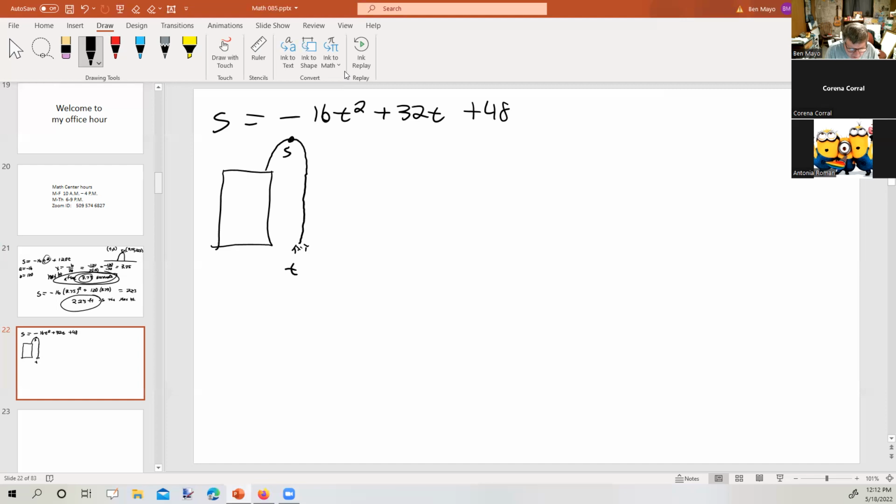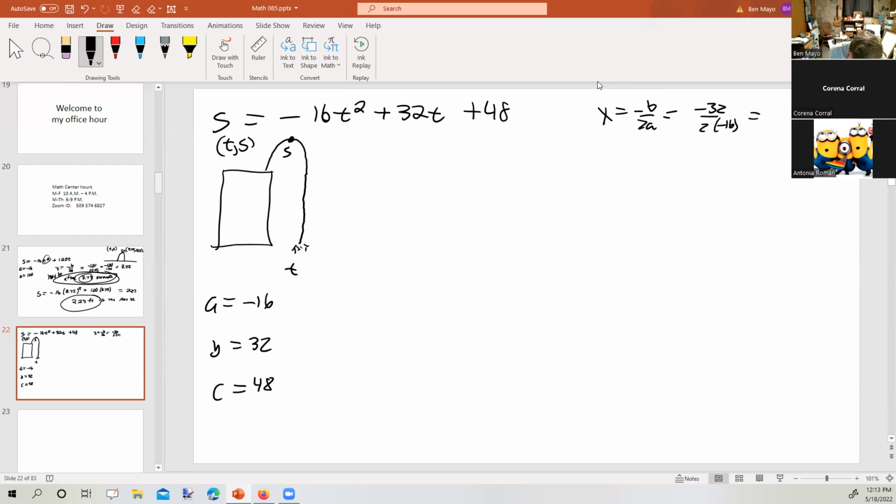Well, to find the maximum height, we need to find the S value of the vertex, because the vertex is going to be in the form of T, S. Okay. So let's see, what have we got? We've got A is negative 16, B is 32, and C is 48. If I use X equals negative B over 2A, that's negative 32 over 2 times negative 16. Let's see here. Which is going to be what? Negative 32 over negative 32, which is 1.